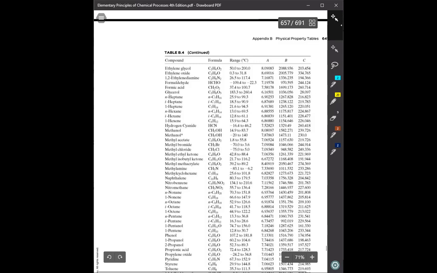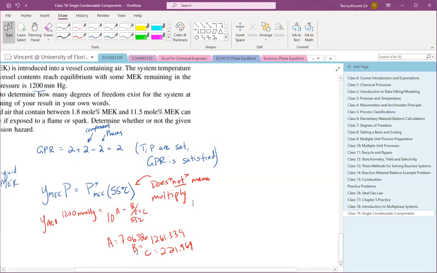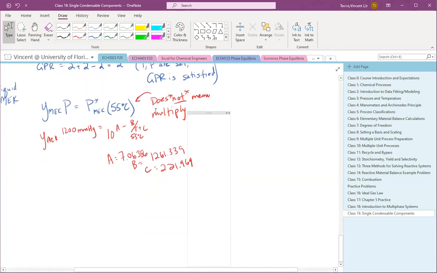So I'm just going to copy these from the textbook into my OneNote. Okay, back in OneNote, I've just transcribed my values for A, B, and C, meaning that this problem now becomes simply plug it into my calculator. So on my right-hand side, I've got 10 to the power of A minus B over T plus C. I now know what A, B, T, and C all are.